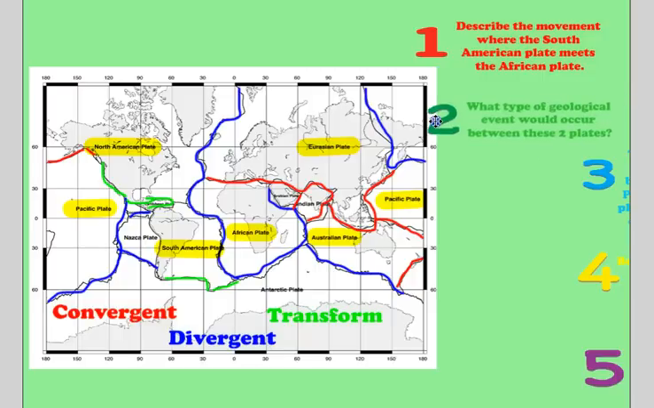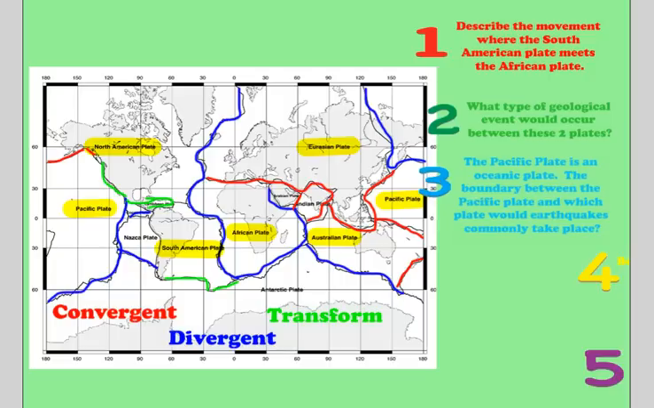The second question is what type of geological event would occur between these two plates? So between the South American plate and the African plate, what geological event that we've already discussed would be happening or could happen at this boundary? Press pause and answer now.